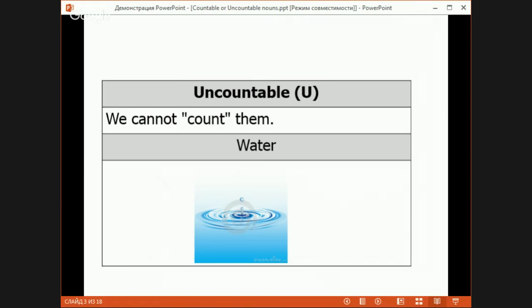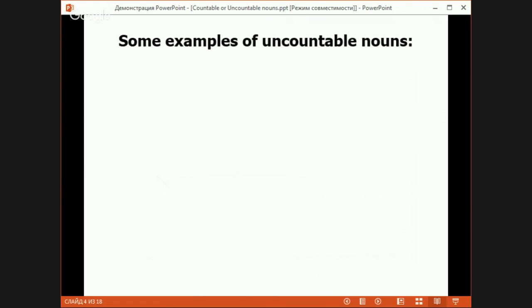Talking about uncountable nouns, we obviously cannot count them. For example, water. One water, two waters. No, it's just water. It's endless because it's a substance. Some examples of uncountable nouns include some abstract nouns, nouns of feelings, nouns of art, and so on. Let's have a look. Music, art, love, happiness.